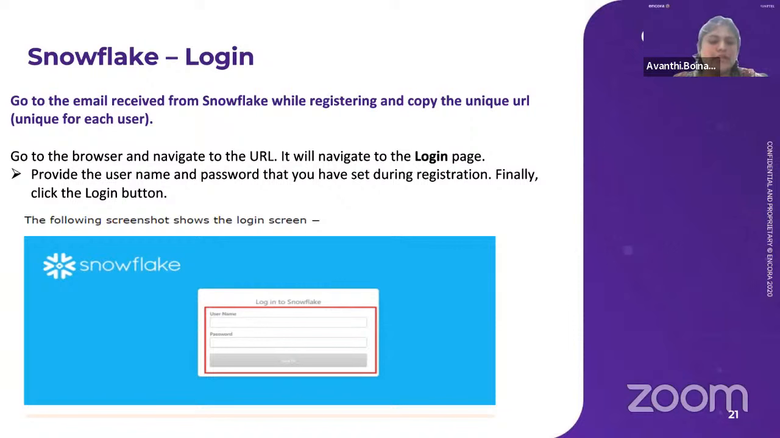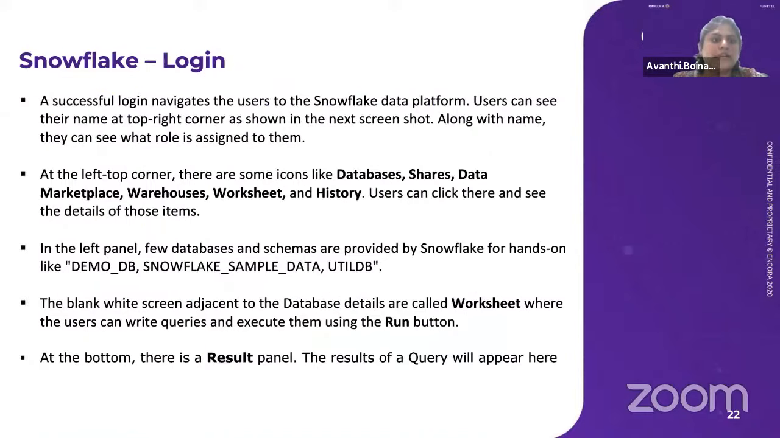In the following screenshots, I have given an example for every point. A successful login navigates to the Snowflake data platform. Users can see their name at the top right corner as shown, along with the role assigned to them. I'll show it in the next screenshot. There are also some icons like databases, shares, data marketplace, and warehouses. All these are visible once we log in.